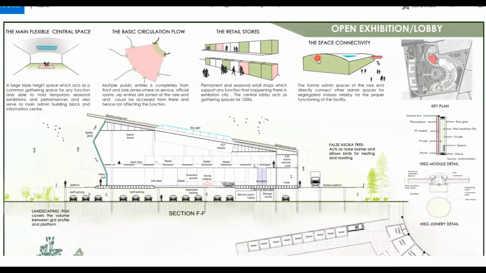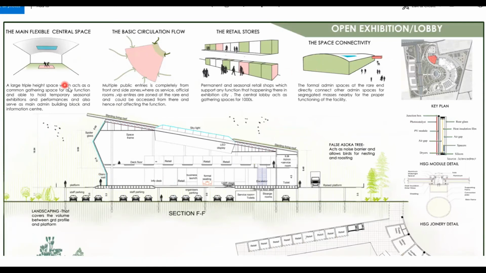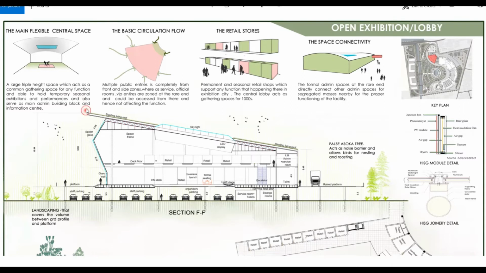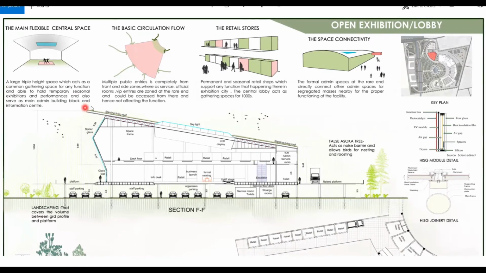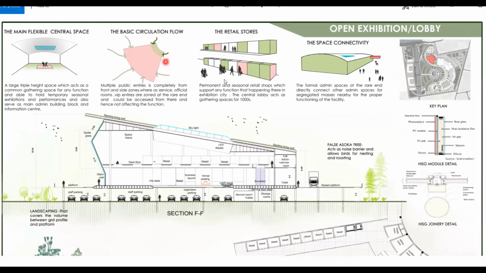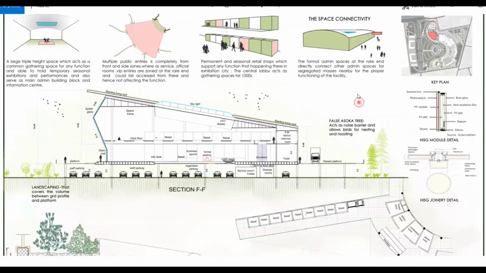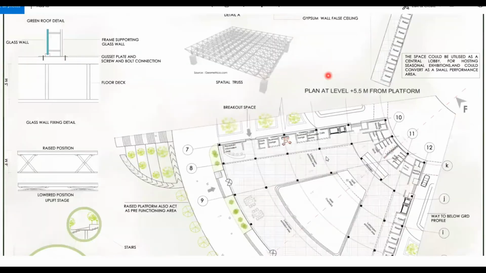Coming to the next building, it's the open exhibition center. It's a main flexible central space, which is a triple height space, which is capable enough to hold small scale exhibitions, seasonal exhibitions, and small scale performances. The basic circulation flow is like from the front portion, it will be public entry, and the rear portion, it will be service entry. And several retail stores is also provided considering the seasonal exhibitions. And space connectivity to the nearest building is also ensured.